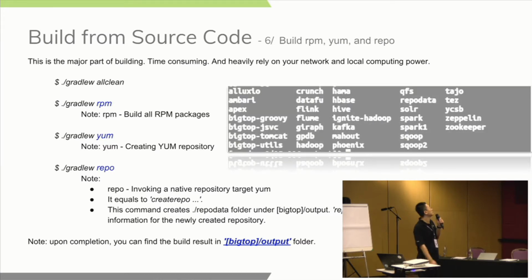In this picture, I made it black and white, hope you can see it well. It lists all the results I got after running Gradle RPM. Each component is in one folder, and all the build results are in the Bigtop output folder. You will need that folder even if you want to set up your own release web server.